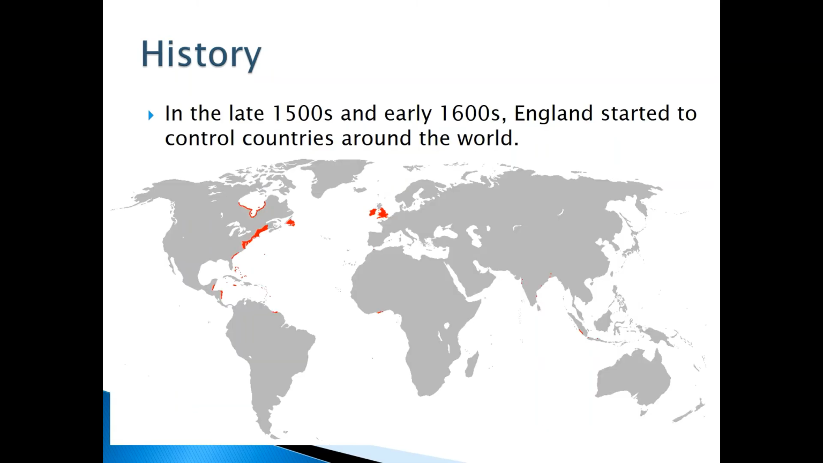In the late 1500s and early 1600s, England started to control countries around the world. So from England, they went to North America, South America, Africa, and parts of Asia.